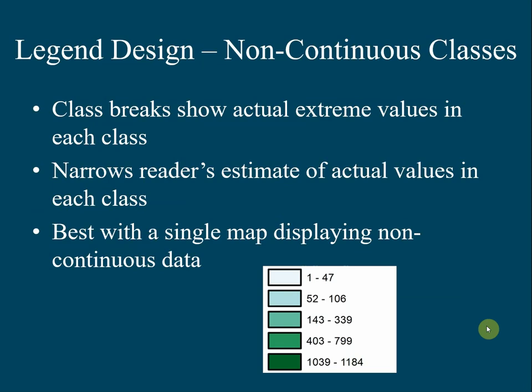All right, so now we're talking about non-continuous classes. So here, our class breaks are going to show actual extreme values of each class. It's typically not ideal for general reading, but what it can do is help narrow the reader's estimate of actual values in each class. So we know there is no data from 47 to 52, or from 48 to 51. So we took it out. We're not representing it at all.